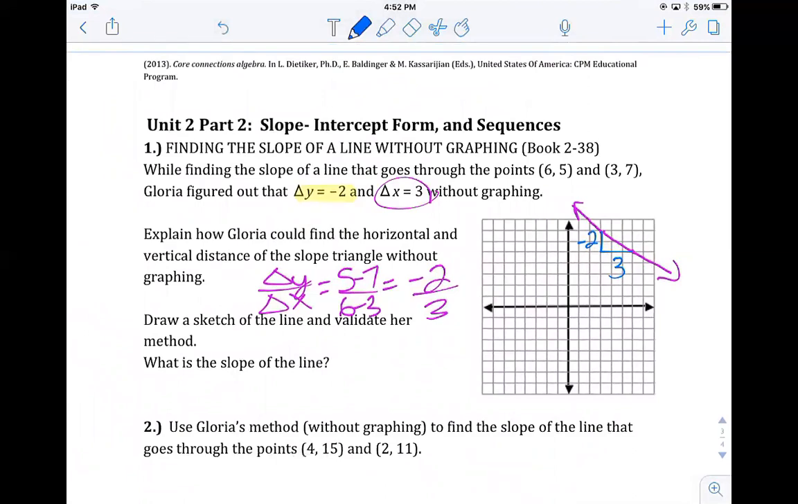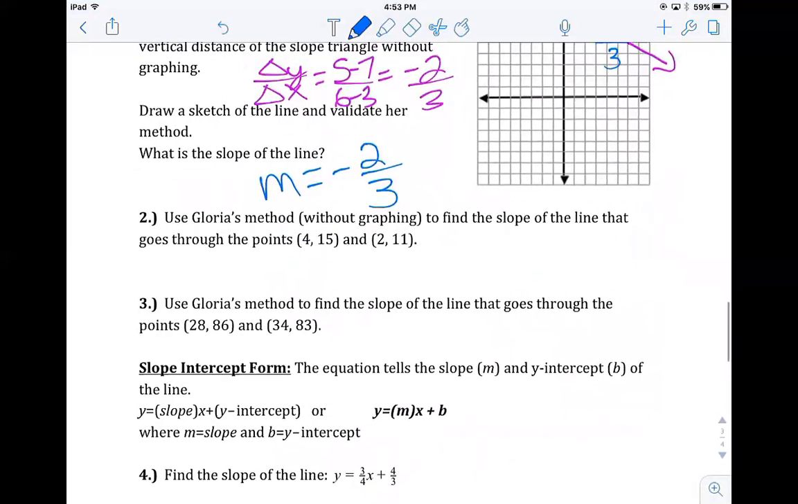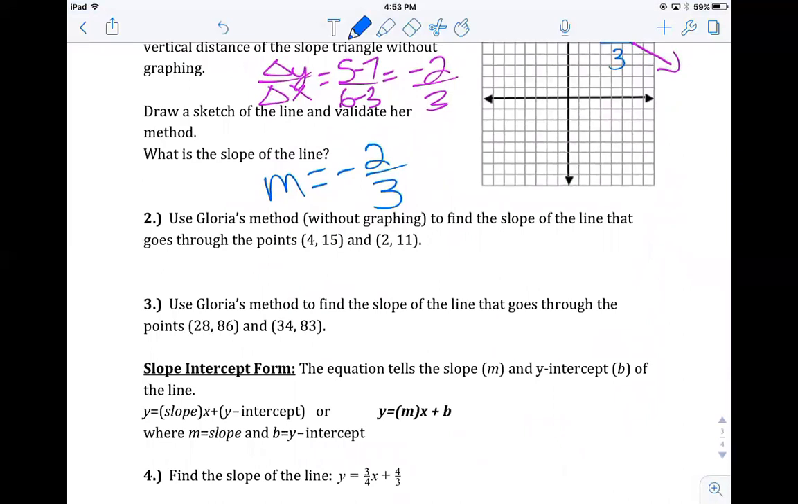So drawing it, graphing it, finding the slope triangle, or finding it with the equation is going to give you the same slope. So the slope of the line is -2 over 3. So down 2 over 3 each time. For the next 2 problems, we're going to use the slope formula.